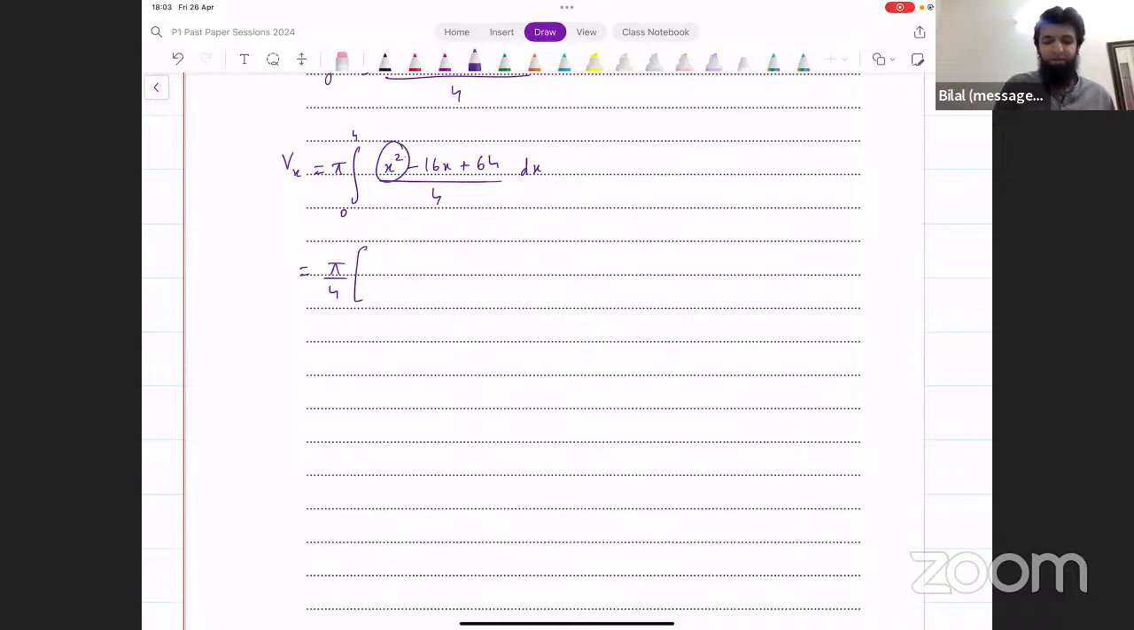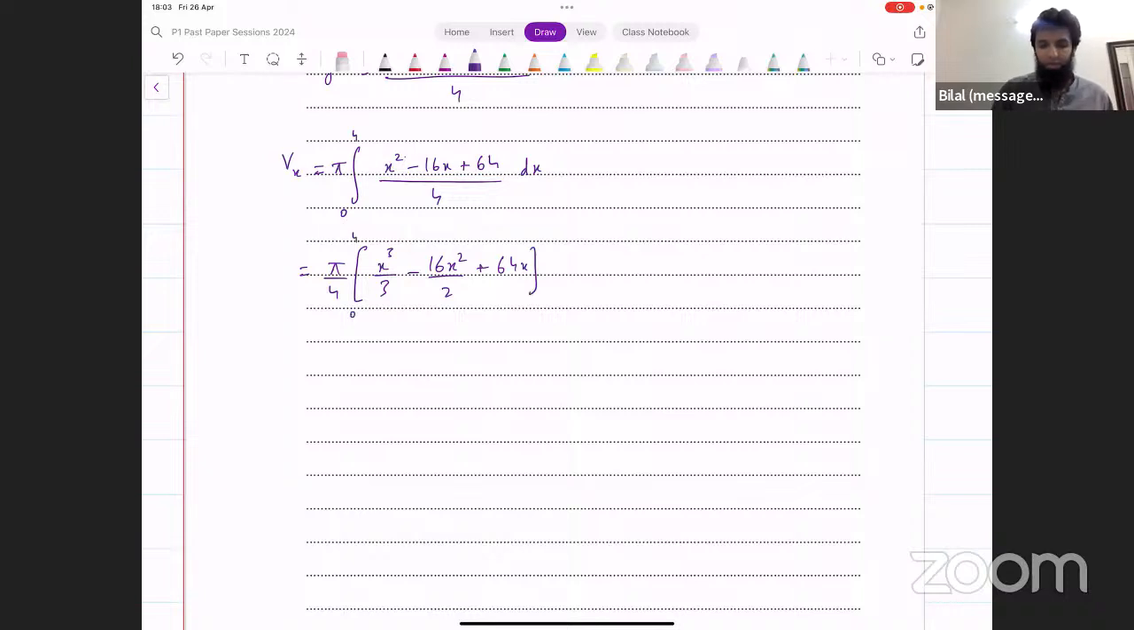What's the integration of x squared? Integration of x squared is x cubed over 3. And then minus 16x becomes minus 16x squared over 2. Plus 64 becomes 64 times x. And limits are from 0 to 6.